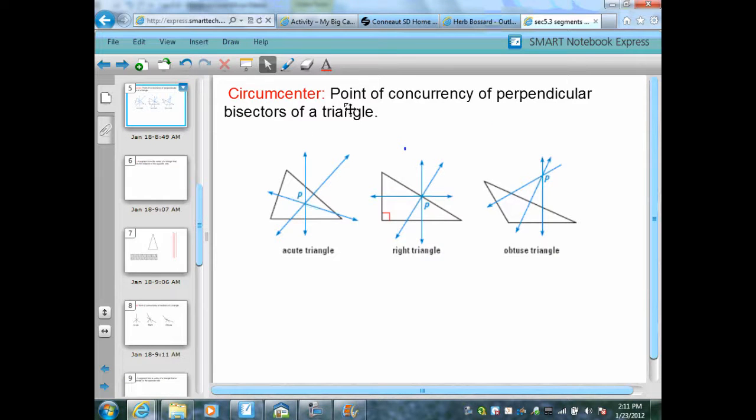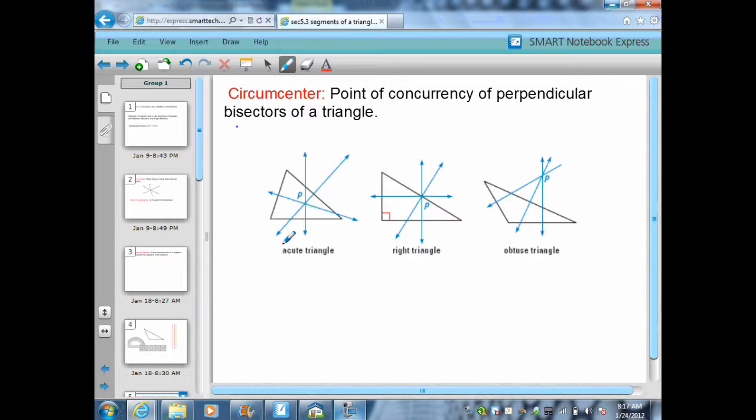From a previous slide, we've defined the point of concurrency is when three or more lines intersect at one point. It just so happens when I have three different triangles, being acute, right, and obtuse, our perpendicular bisectors intersect at a point of concurrency. We call that point of concurrency the circumcenter. And in an acute triangle, the circumcenter will always occur in the interior of the triangle. In a right triangle, the circumcenter will always occur at the midpoint of the hypotenuse. And in an obtuse triangle, the circumcenter will occur in the exterior of the triangle.